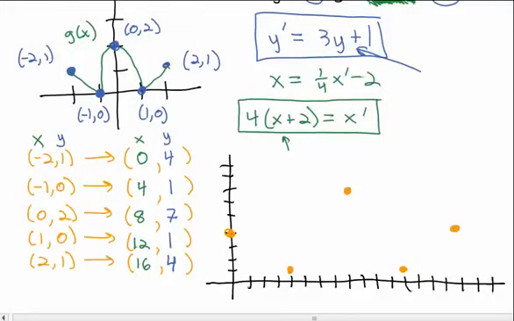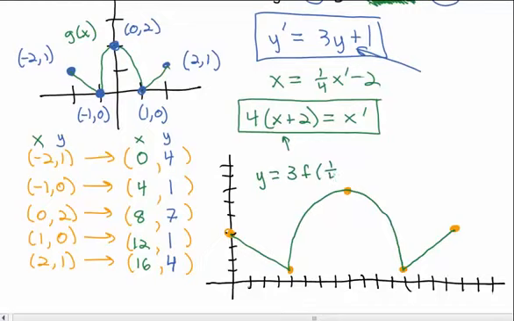Then we connect the dots, keeping the same shape as the original function: the straight diagonal, the upside down looking parabola, and the straight diagonal. This now is the graph of y equals 3 times f of 1/4 x minus 2, plus 1.